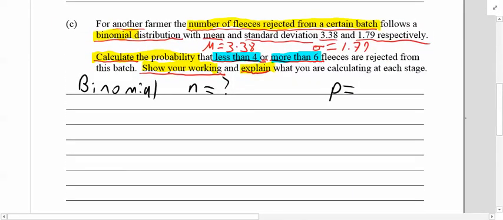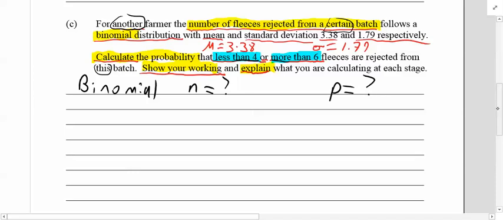Notice it says for another farmer and a certain batch, this batch. So we can't assume it's the same batch. Don't assume it's the same batch unless they tell you it's the same batch. We don't know how many fleeces there are in this batch. Probability that an individual fleece is rejected from this batch, different farms, so we don't know what that is either.